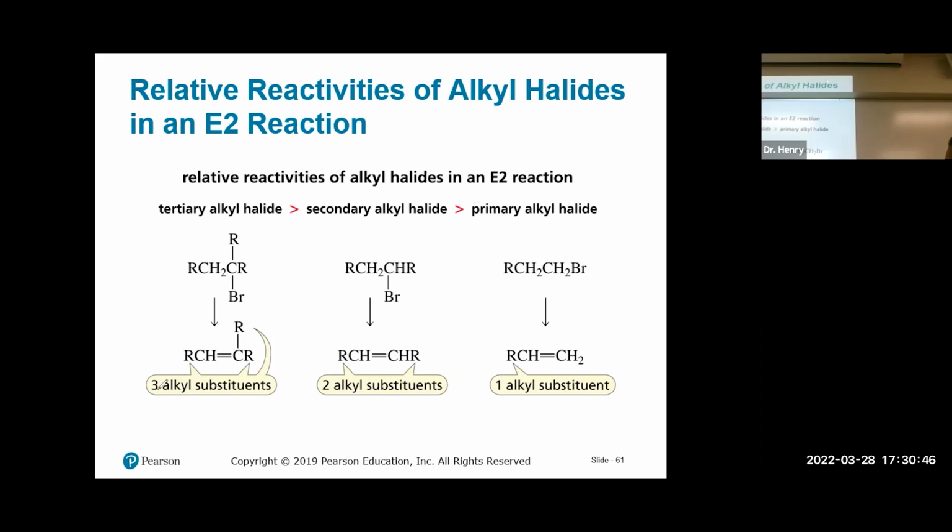So we have, in this case, 3 alkyl substitutions, right? You'll have your R here, your R here, and your R here. In this case, you only have 2 alkyl substitutions. And in this case, we only have 1 alkyl substitution because we're at the terminal end. This guy is always going to be less stable. This guy is going to be more stable. This guy is going to be the most stable, right? Okay. So that tertiary is going to give us a more stable product.